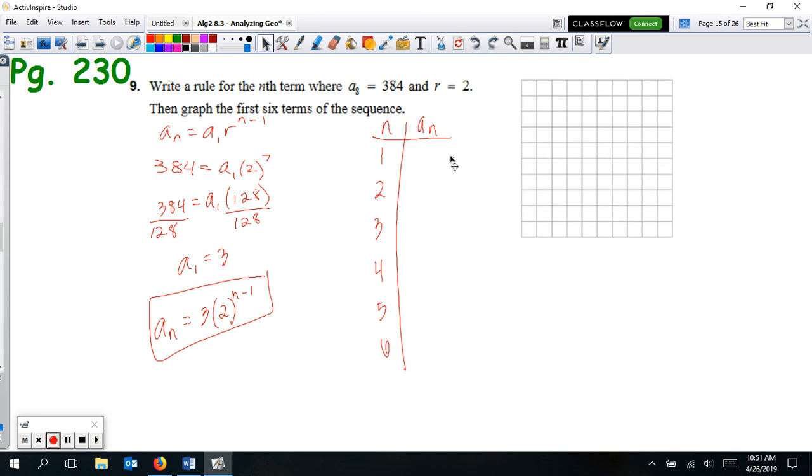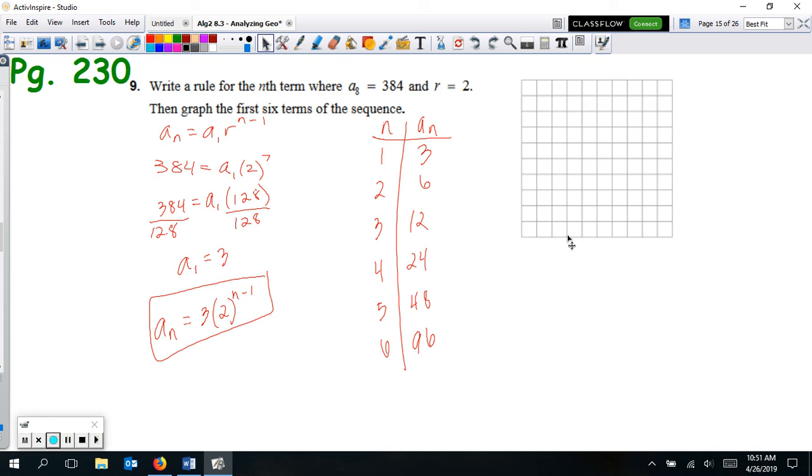Now we know our first term already. We found it. It's 3. So we know the first term is 3, and our common ratio is 2, so that's easy to do. Just keep multiplying by 2 every time. So 3 times 2 is going to give us 6 for the second one. 6 times 2 is 12 for the third one. 12 times 2 is 24 for the fourth one. 24 times 2, 48. 48 times 2, 96 for that sixth one. So now we have all these ordered pairs: 1, 3; 2, 6; 3, 12; and so on.